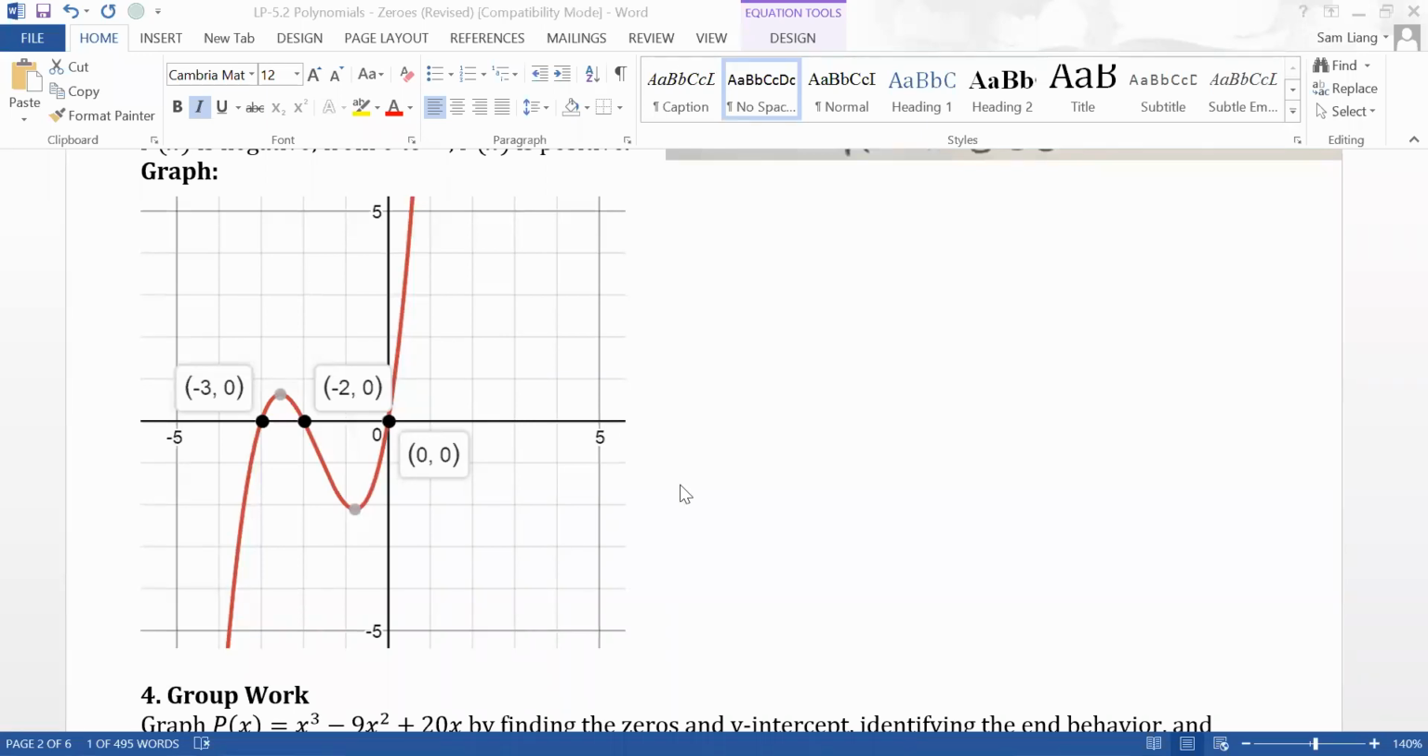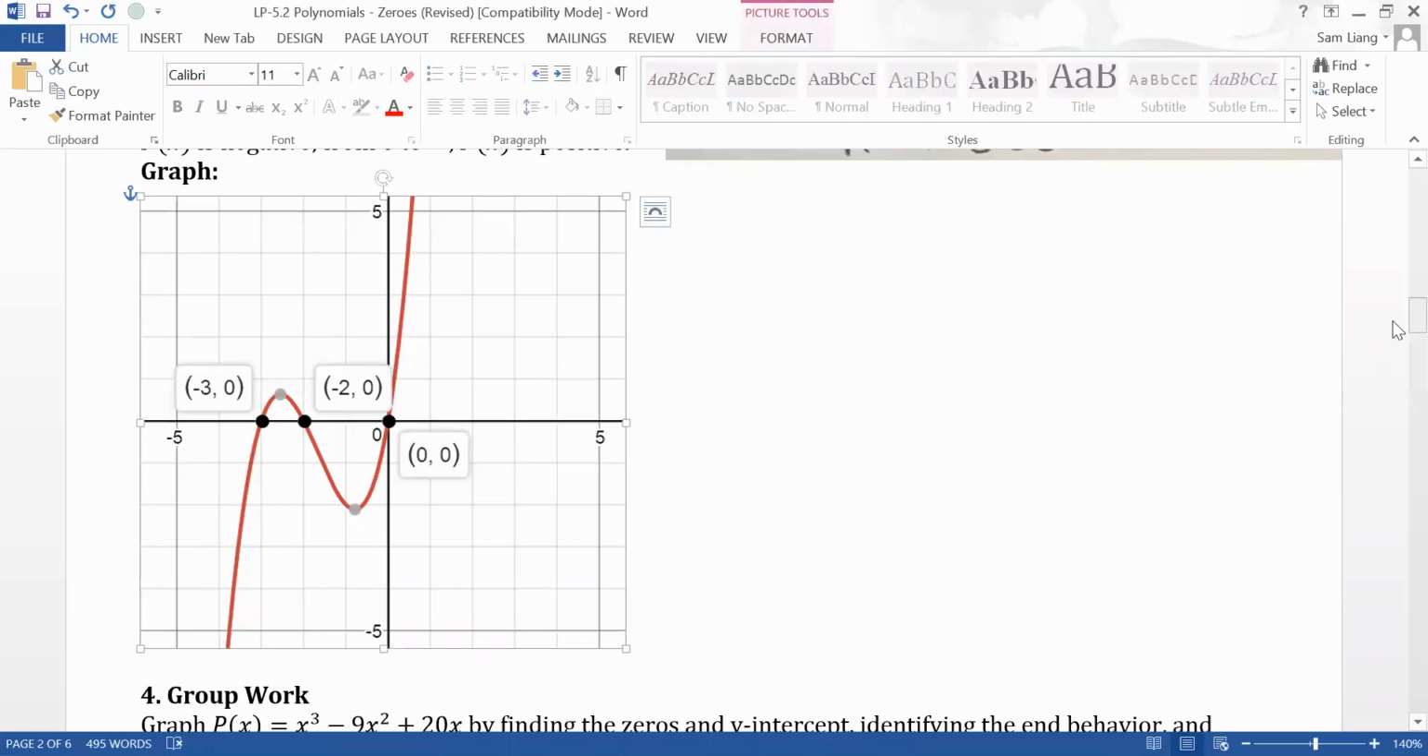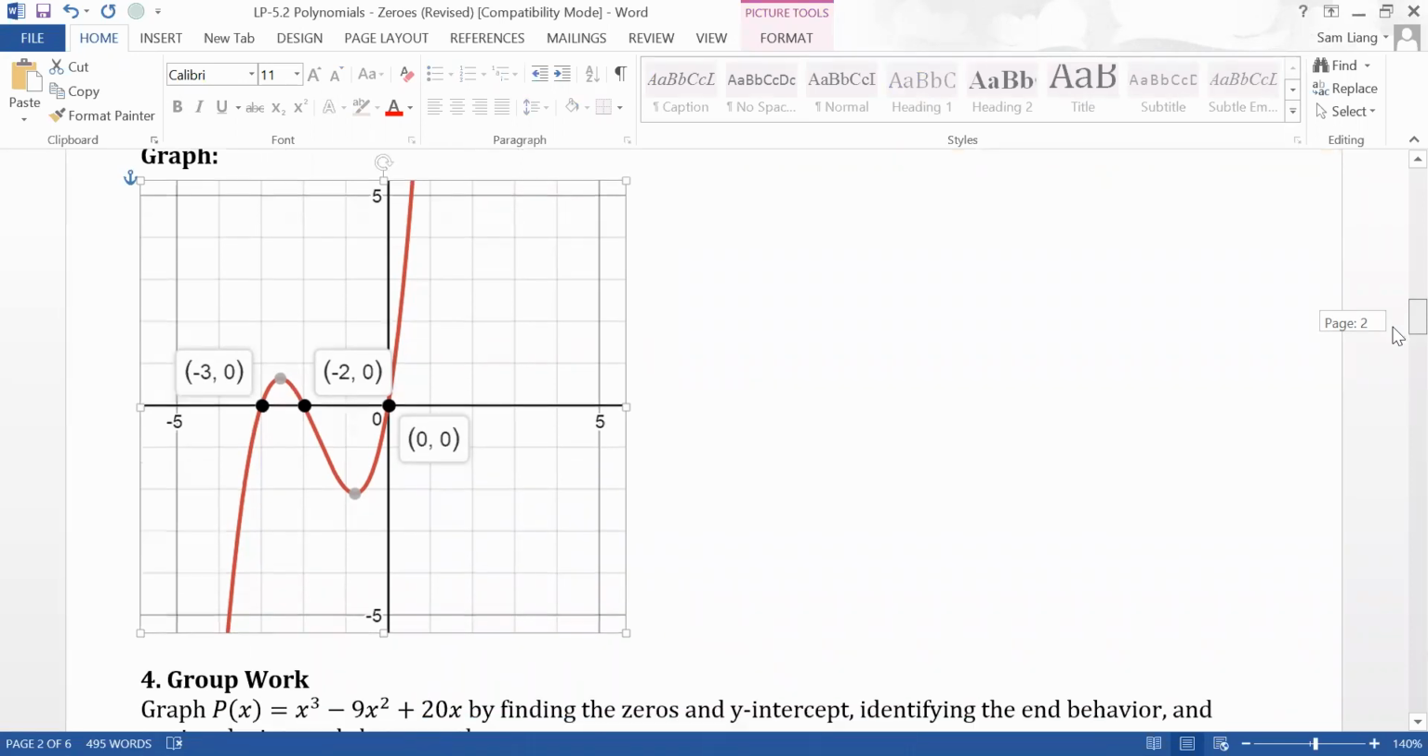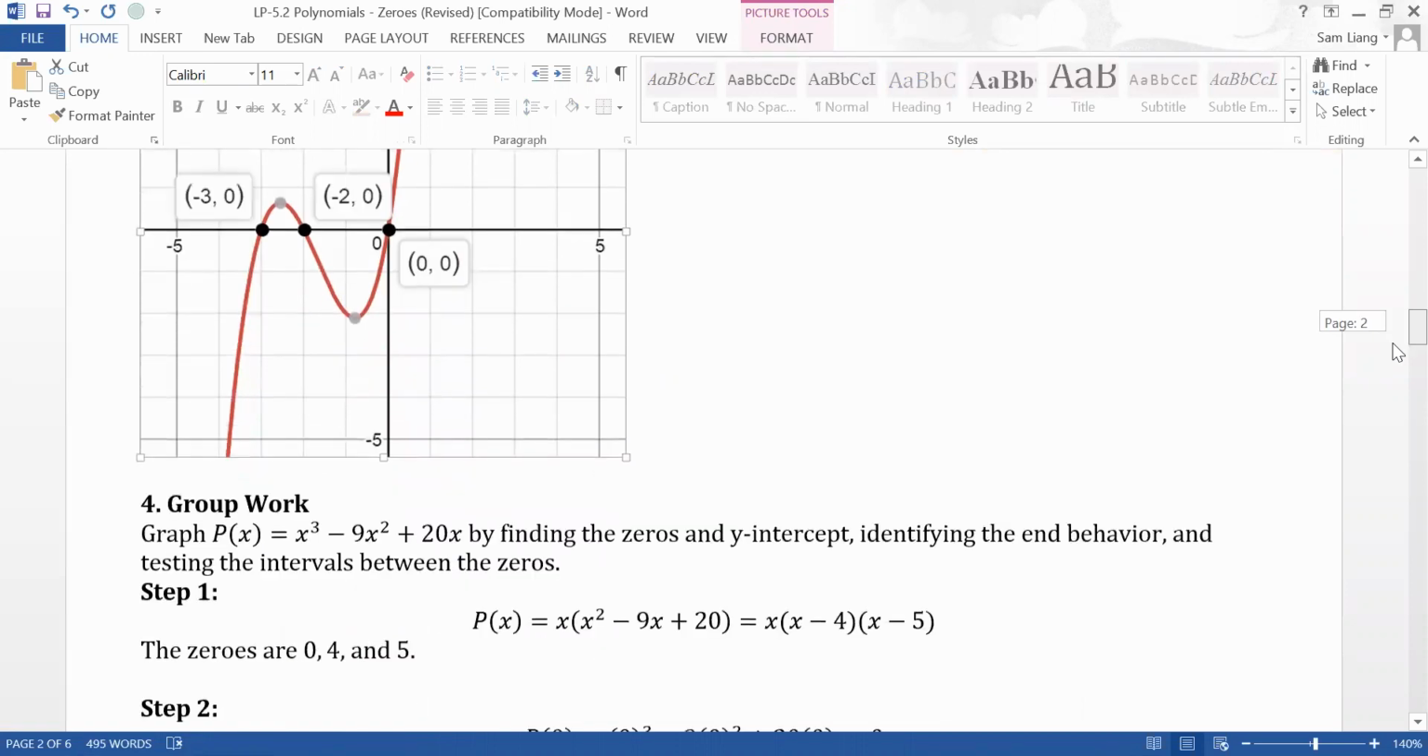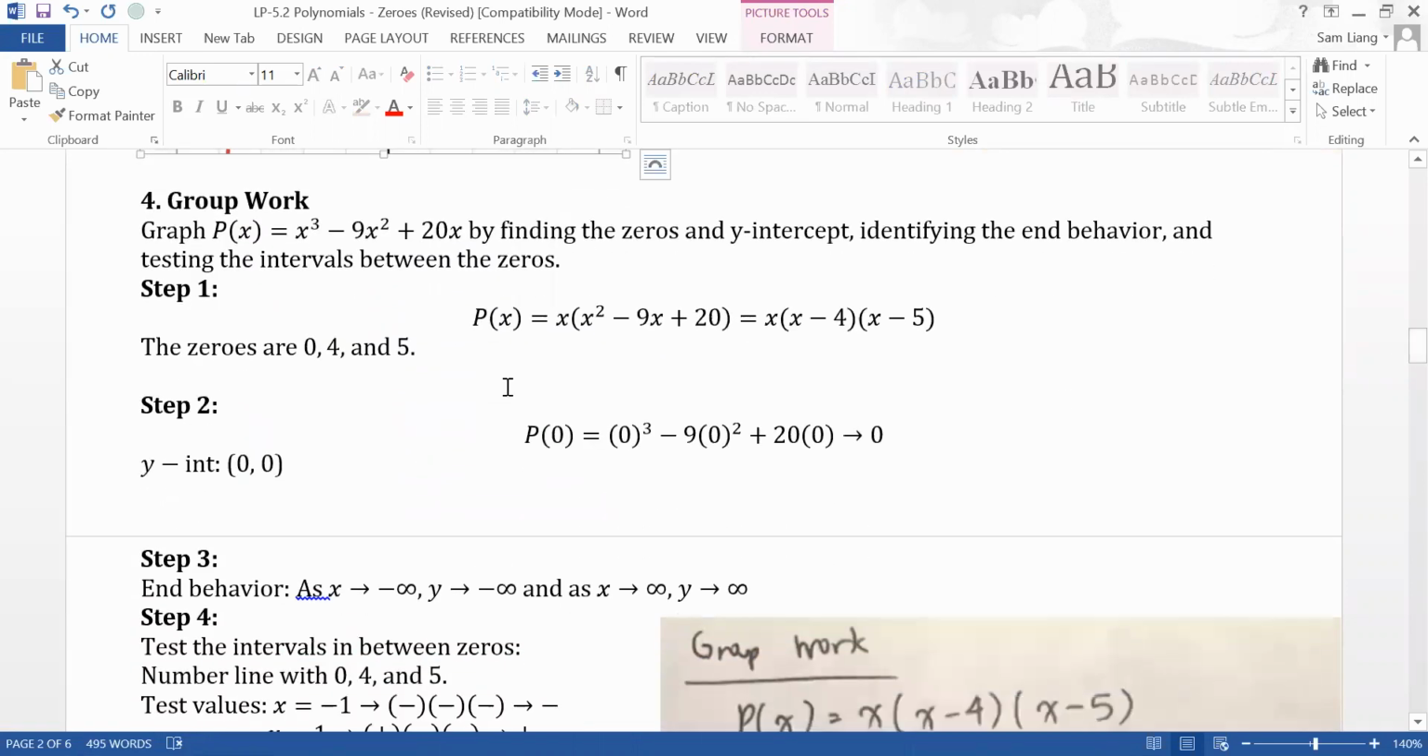Okay. Does anyone still need to copy this graph? All right, if not, then I'll move on. So there's 4 minutes left. All right, for this, I don't know if we have time to work on it on our own, but let's go through it together.